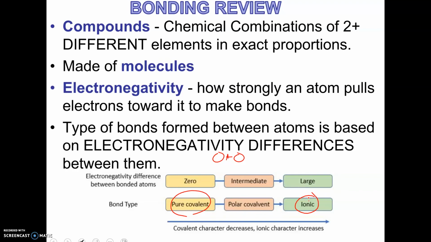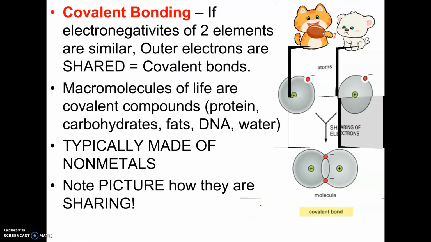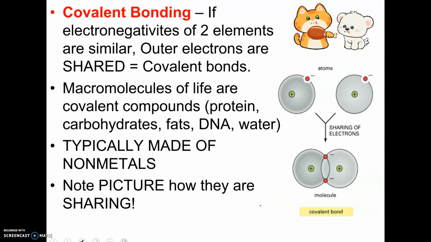In reality, there's this whole center section here, and that's something called polar covalent, which is spelled wrong there. It's really bothering me. So we're going to look at each of these three.